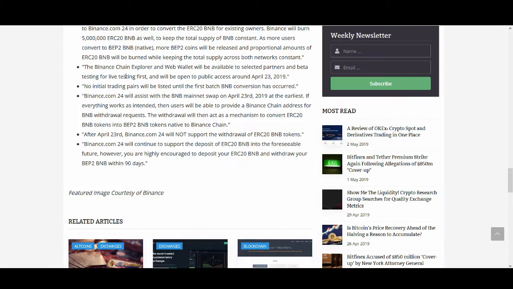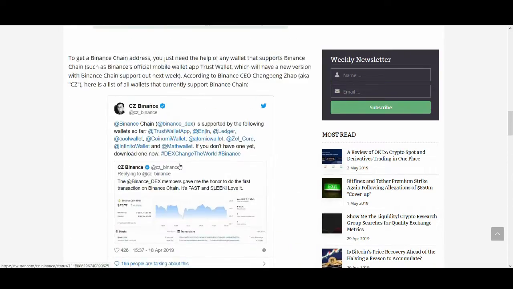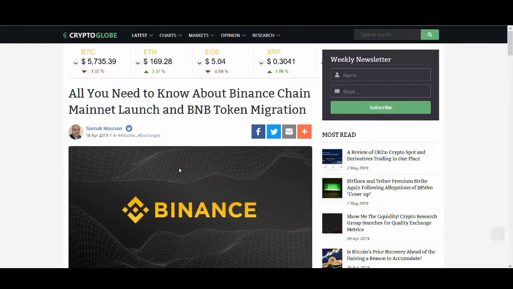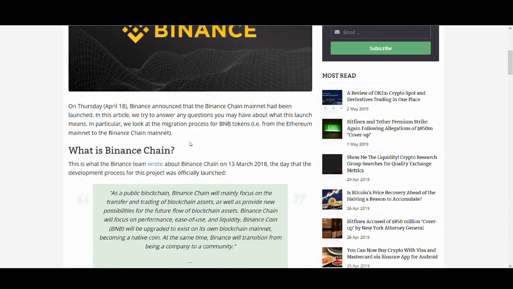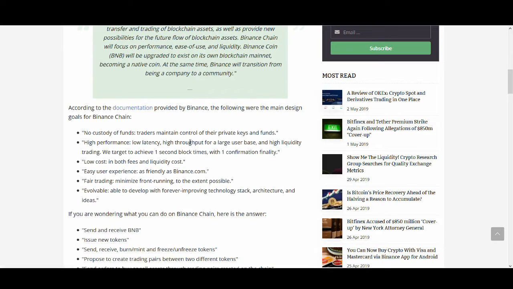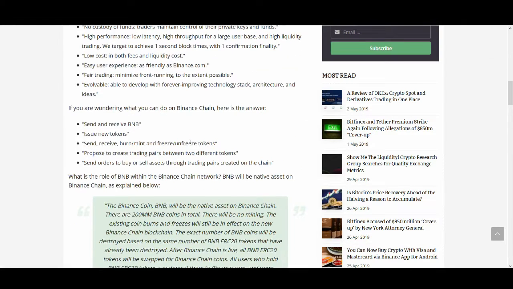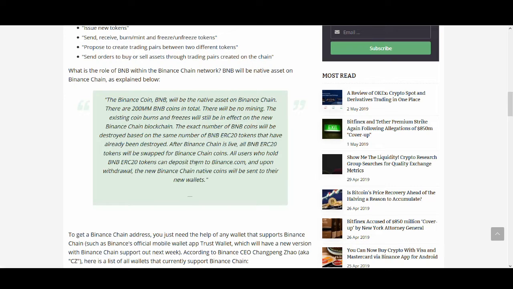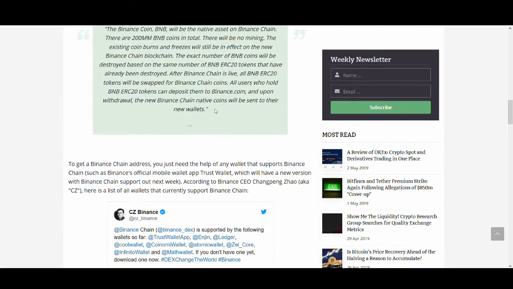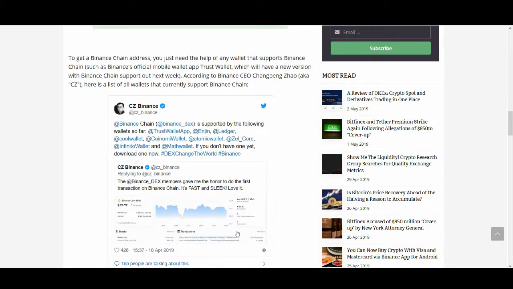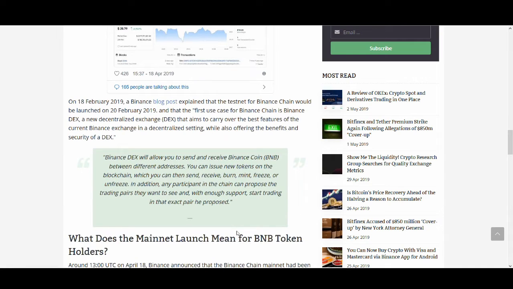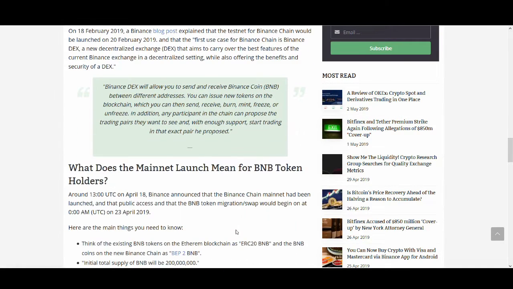So let's start going through some of the points I've already talked about from the blog. The first one is the Binance Chain mainnet launch and BNB token migration. This is kind of huge. They're not trying to be an ERC20 token forever, and they're also keeping everyone up to date that they're not just going to scrap the ERC20 token, but they're trying to do it in the right way. They're keeping the people up to date as well.